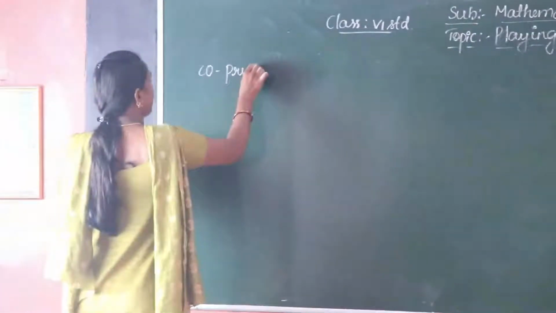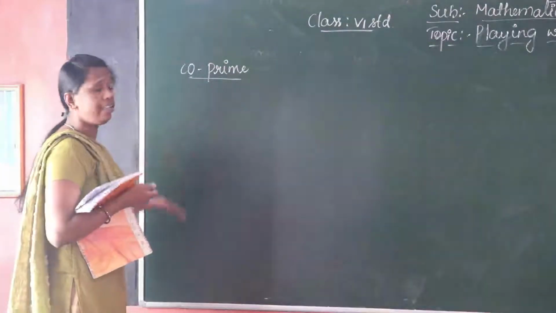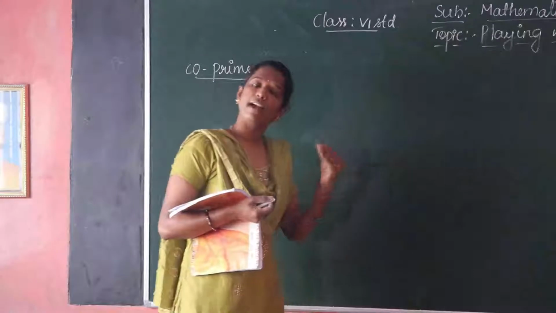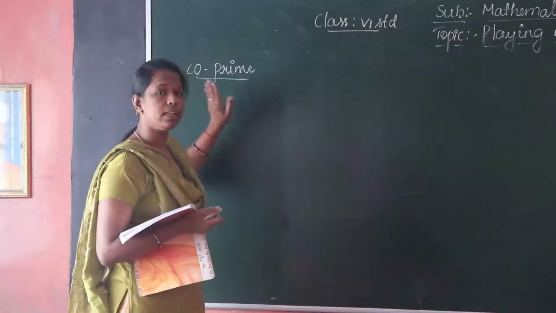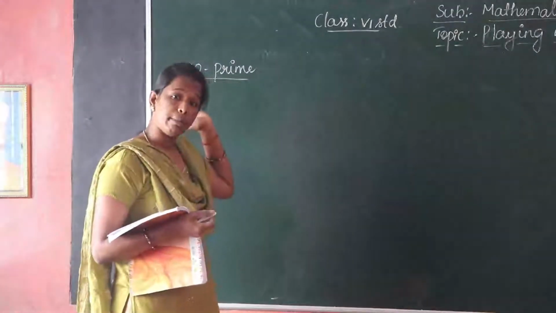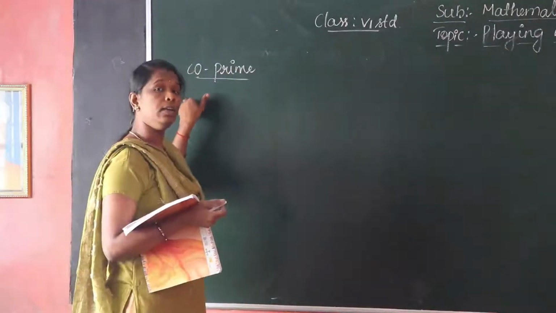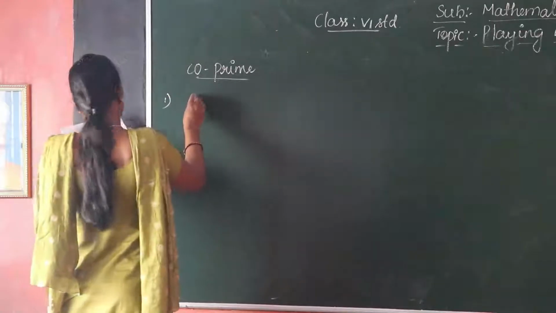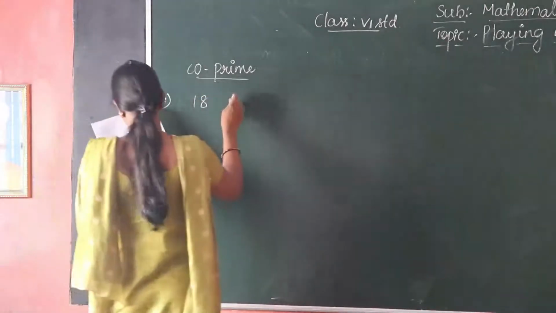Children, you know the prime numbers. A prime number is a number other than 1 whose only factors are 1 and the number itself. Here the co-prime numbers are defined in relation to other numbers. So here the question is, which of the following are co-prime or not? We have to find out.